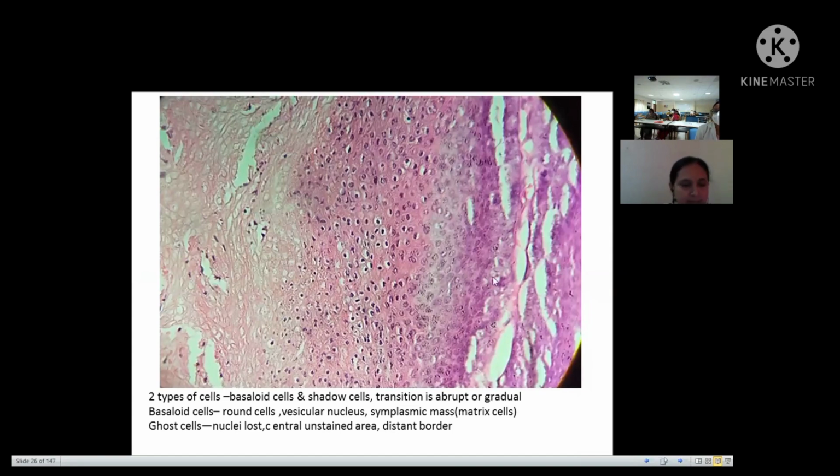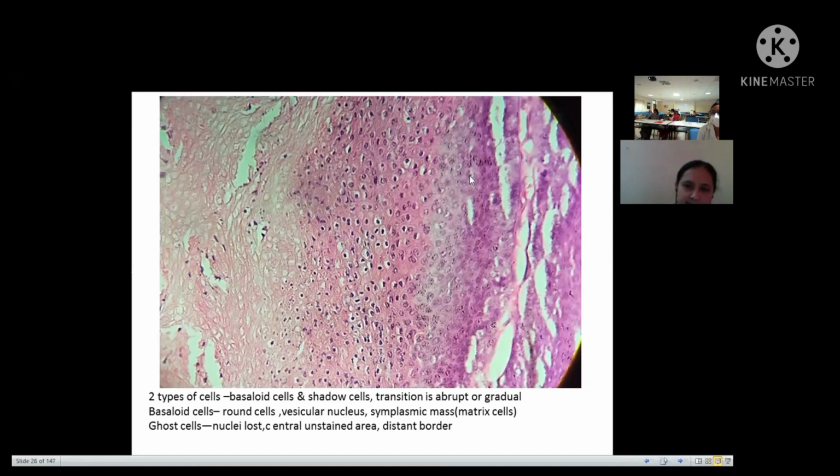So in this transition from the basaloid cells to the shadow cells, there are five features to observe. One is the size of the cell. The basaloid cells are small with basophilic cytoplasm. As they undergo this transition, the size of the cell increases, and they get a well-defined cell membrane. The color of the cytoplasm changes from basophilic to eosinophilic, and the nucleus gradually becomes pyknotic and finally disappears, indicating karyolysis.